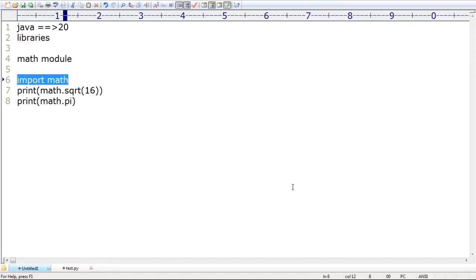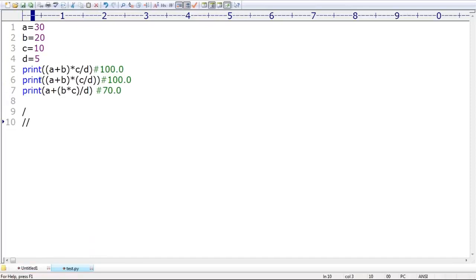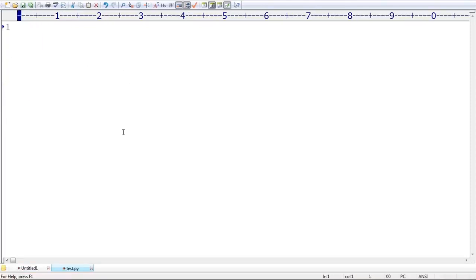Is it clear? Are you able to understand, right? By default available to our Python, but not available to our program. So compulsorily we require to import, then only we are allowed to use that particular module. Remember that, sir. Sir, just have a look once, sir. I'm taking print of math dot square root of 16.